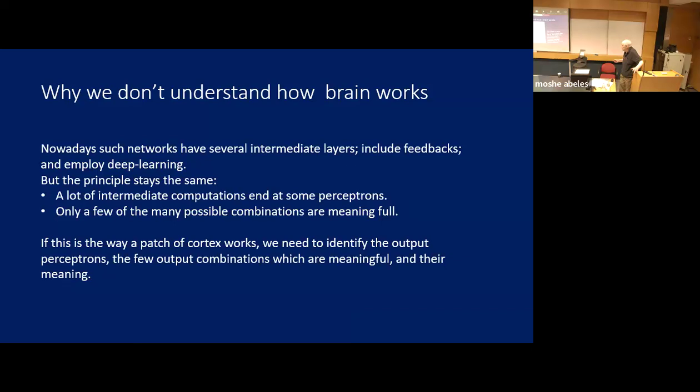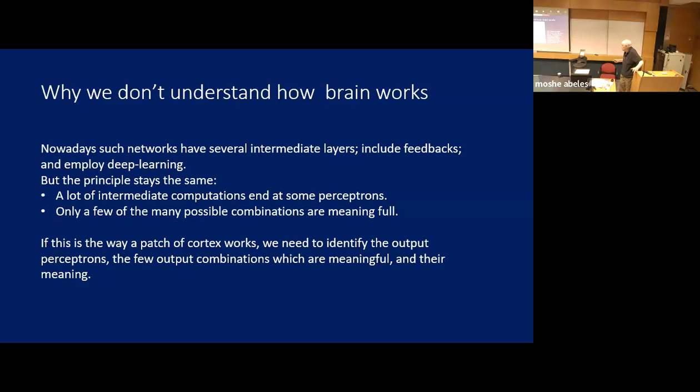So nowadays, such networks have many intermediate layers. There's also feedback, and there's something called deep learning rather than backpropagation of error. And the principle is the same. All of the intermediate computation ends at some perceptron. Only a few of the many possible combinations of the perceptron activity are meaningful.